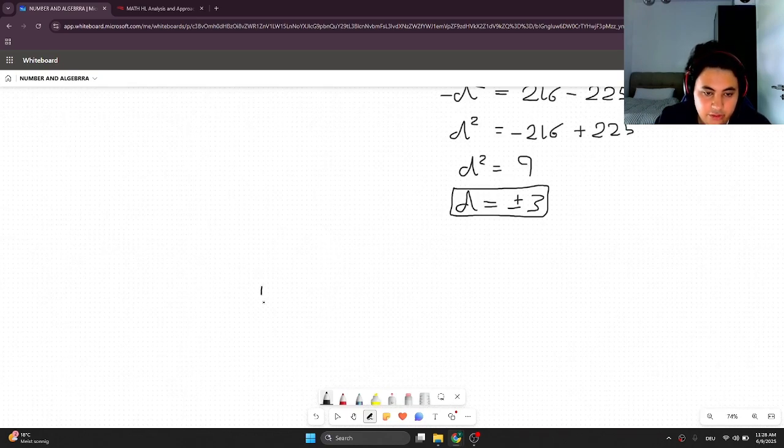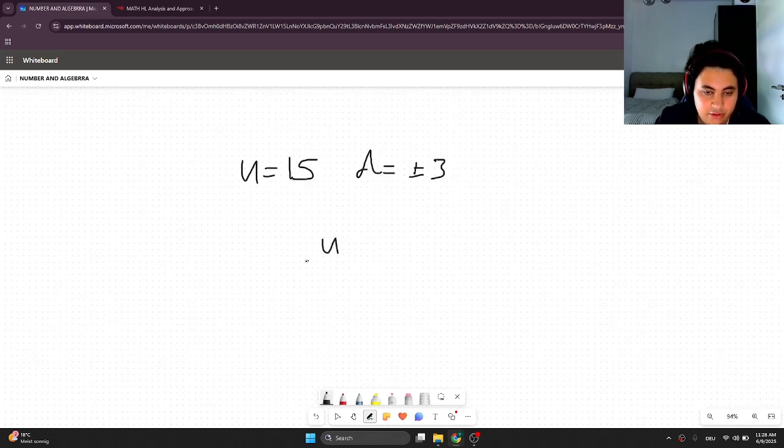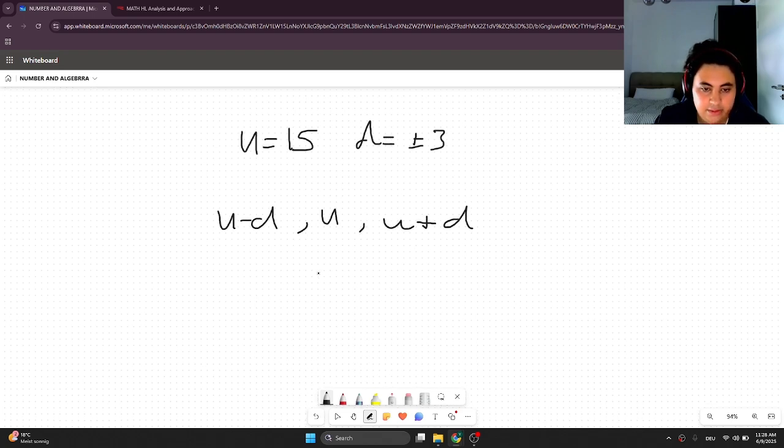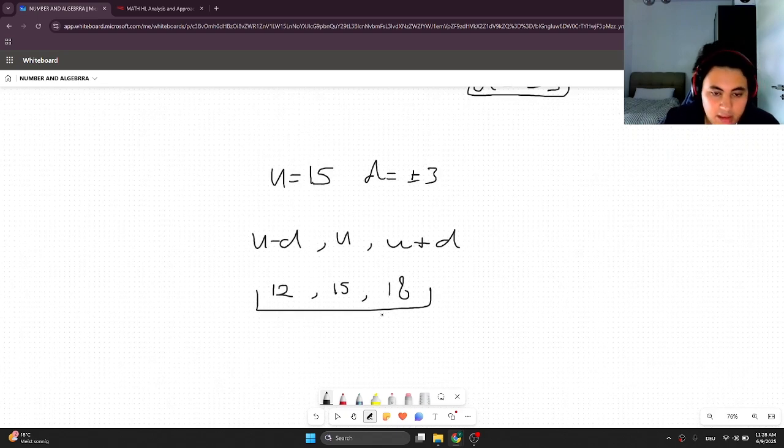So if u is equal to 15 and d is equal to plus or minus 3, then I have the term in the middle, and the term before it is u minus d, and the term after it is u plus d. So I have 15 in the middle. u minus d is going to be 12, and u plus d is going to be 18. So these are my three consecutive terms in my arithmetic sequence.